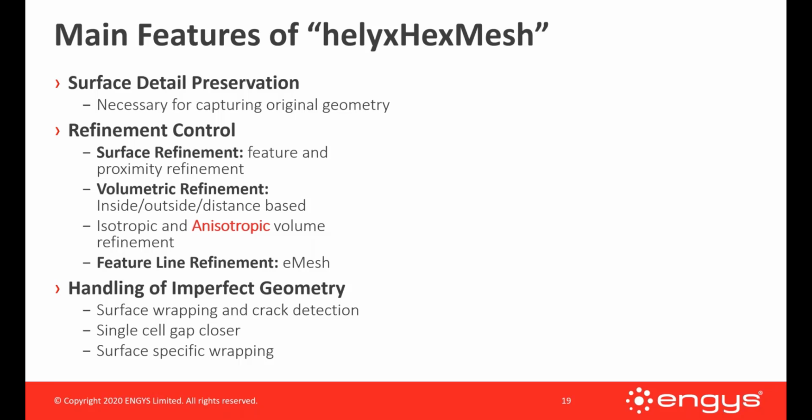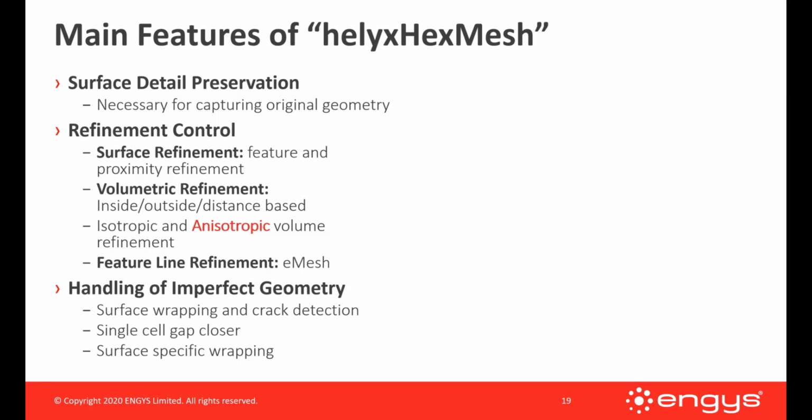Next, we've got isotropic and anisotropic volume refinement. Isotropic refinement would be when a cube is split, then it's identical in the X, Y, and Z direction, whereas anisotropic volumetric refinement would be, I would be able to select how much division there is of that cell in the X, Y, and Z direction.